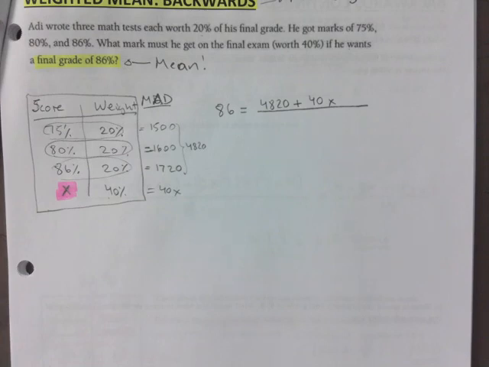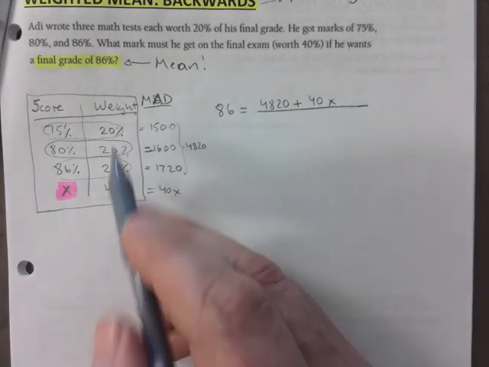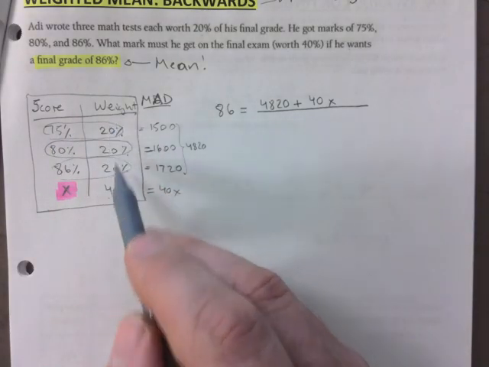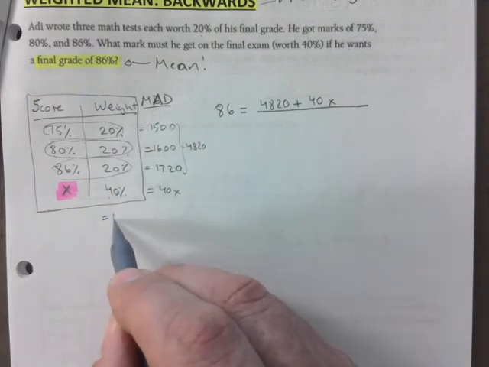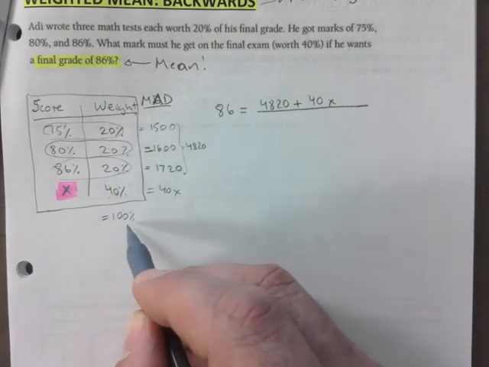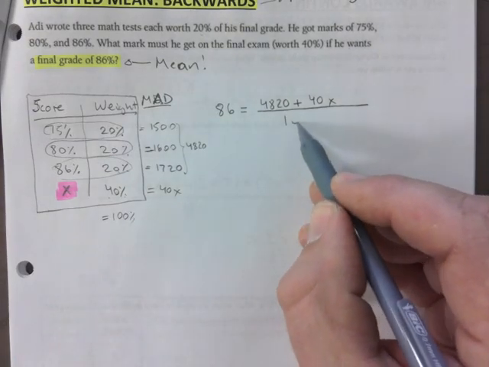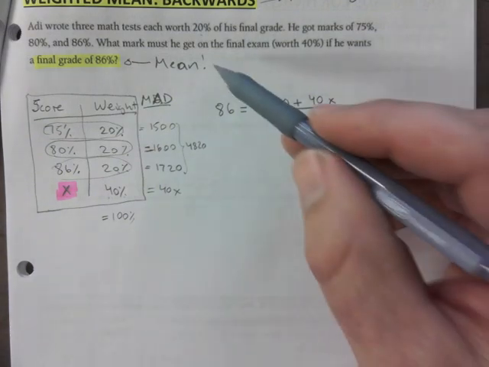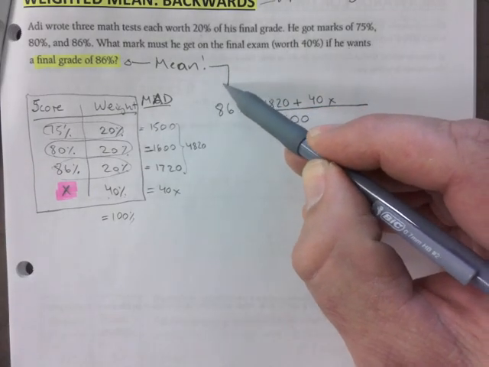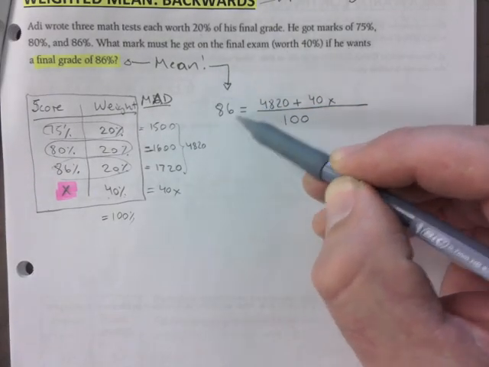And what am I dividing by in this case? It's percentage, right? I check the weights. 20, 20, and 20, that's 60. 40, that's 100. So this is without a doubt a divided by 100 situation. And then you basically isolate here. So the mean we got from our question itself, that's the score you're after.